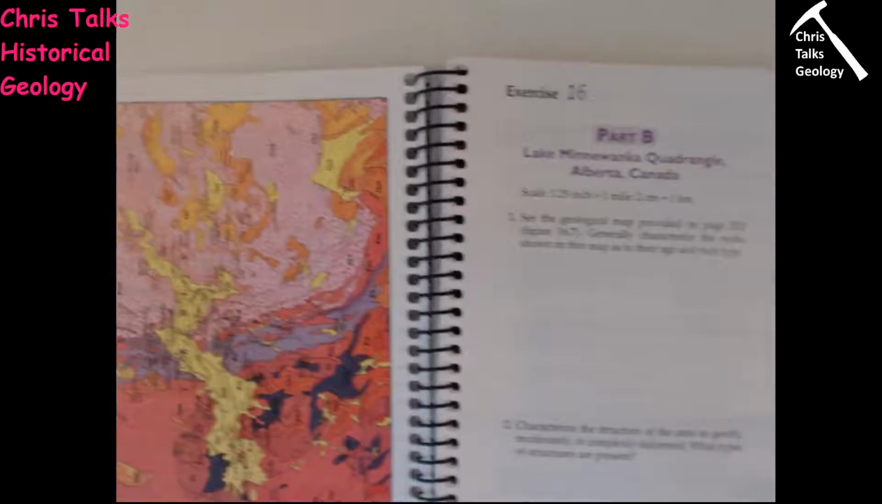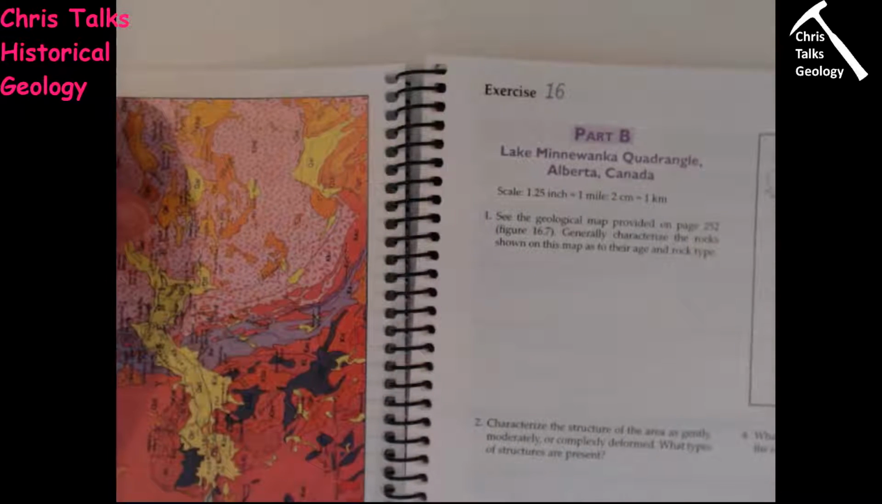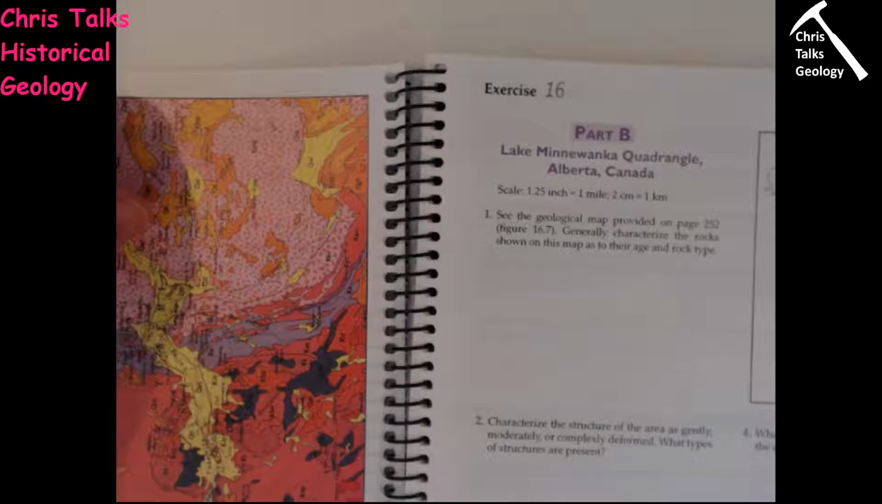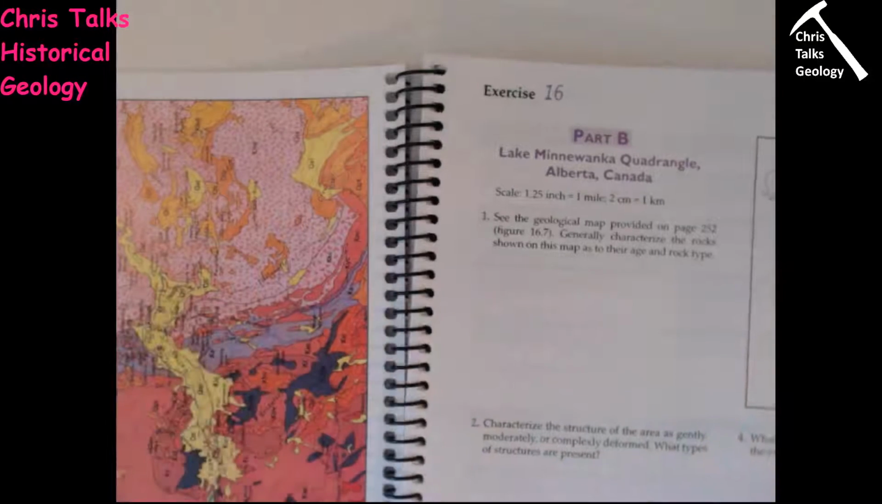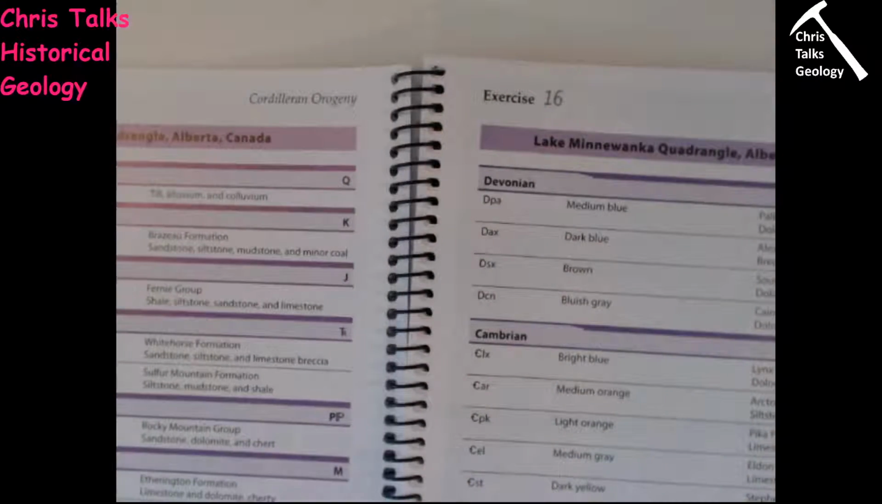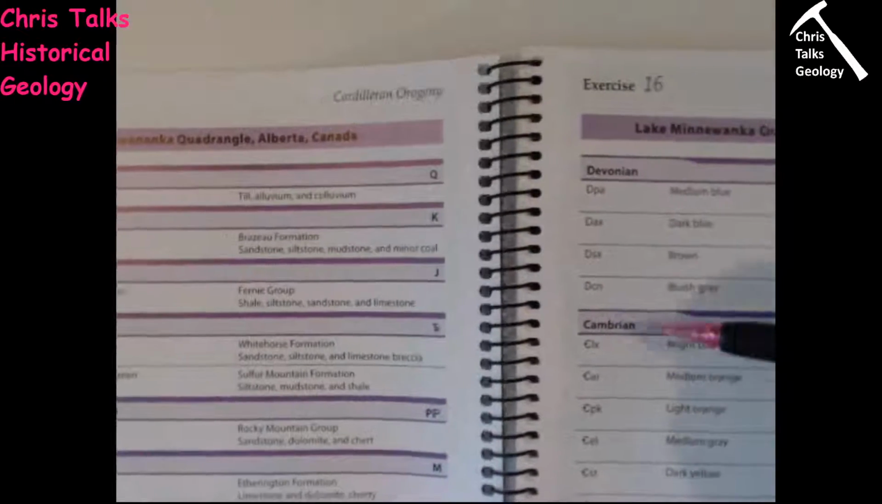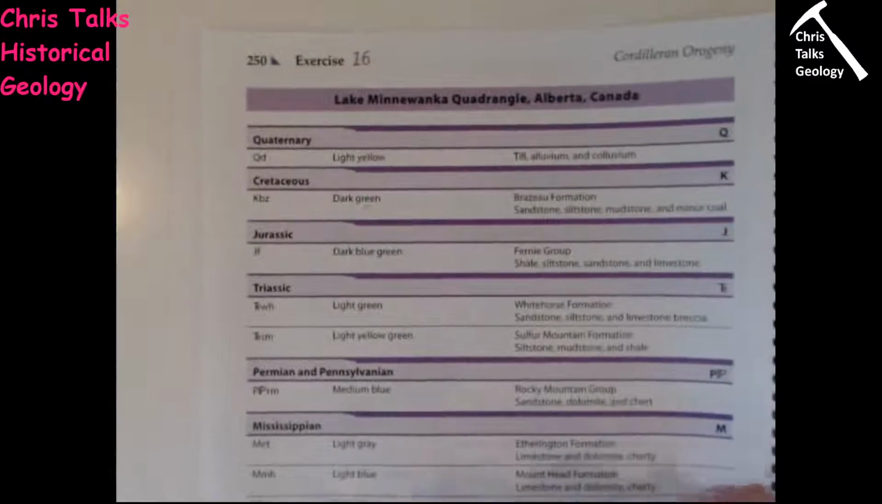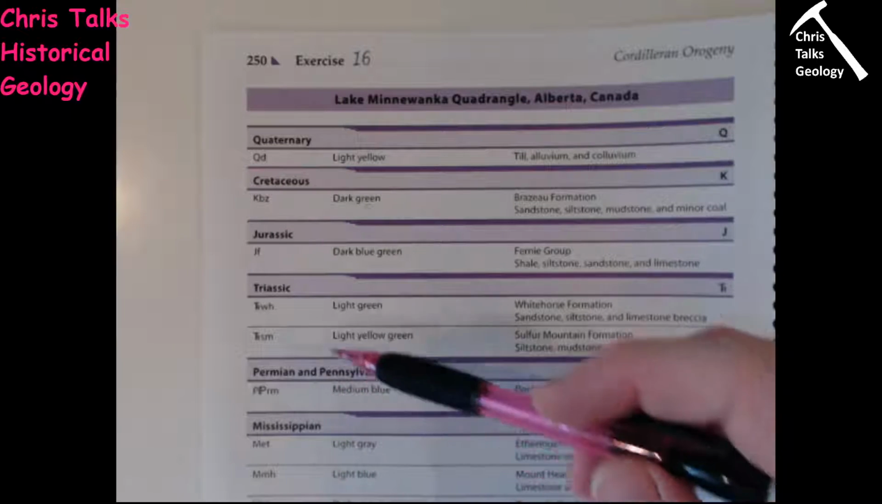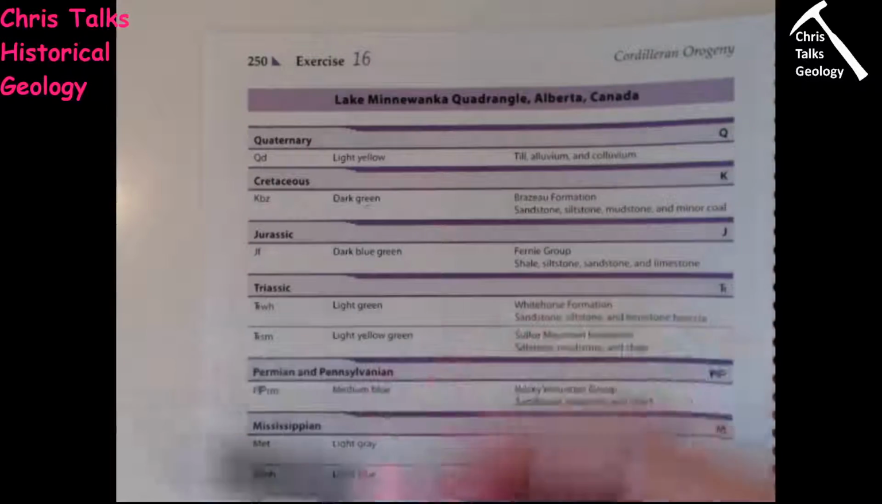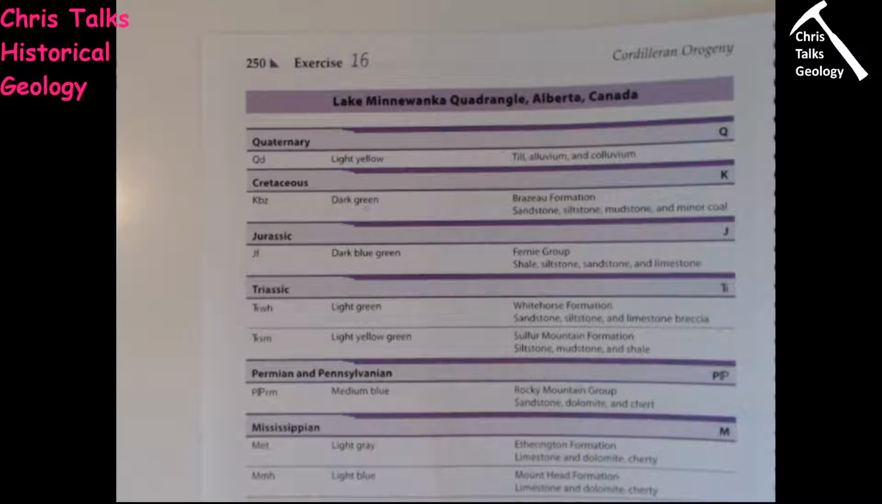So, question 1. See the geologic map we just did. Generally characterize the rocks shown on this map as to their age and rock type. Well, we don't actually need the map for that. What we need is the key. So we can see on this map we have Cambrian rocks, Devonian rocks, Mississippian, Pennsylvanian and Permian, Triassic, Jurassic, Cretaceous, and even some Quaternary stuff. So we're covering quite a lot of the geologic timescale here.